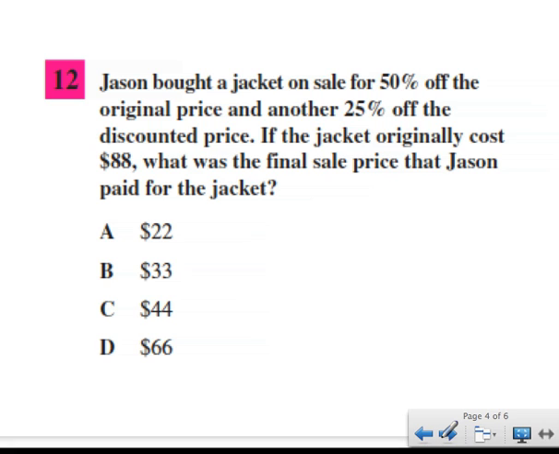So if someone buys a jacket that used to cost $88, how much would it cost if there was a sale for 50% off? That's the first thing going on. And then a sale that had another 25% off the discounted price. That's the second thing going on. So there's two different steps here, and that's why the graphic organizer for these problems got a little bit longer.